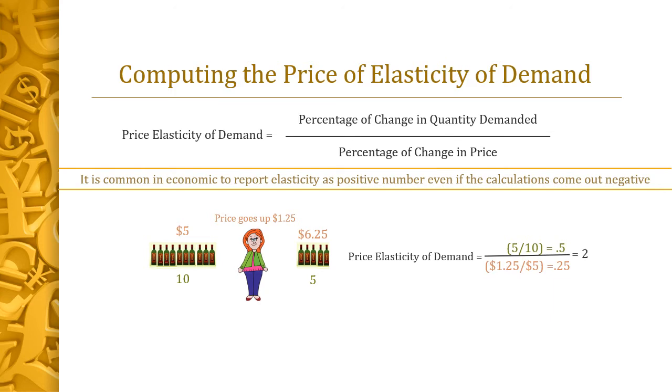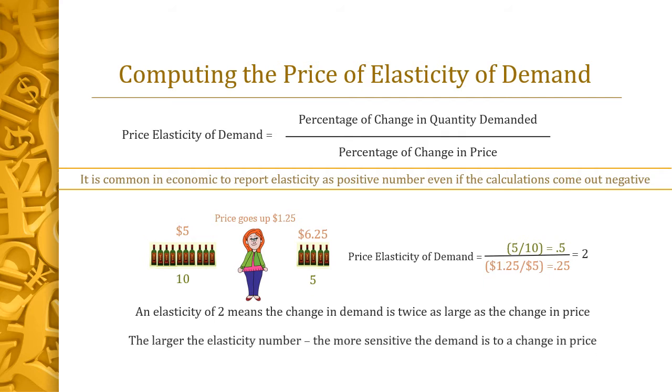And you're saying, great, we've got 2. What does that mean? Well, it basically means that the change in demand is twice as large as the change in price. So what does that mean? It means that wine is pretty sensitive to price change. In fact, the larger the number in elasticity, the larger the sensitivity to price. And we're going to look at that next so that you have an idea of how the numbers play out. What numbers do you need to pay attention to?